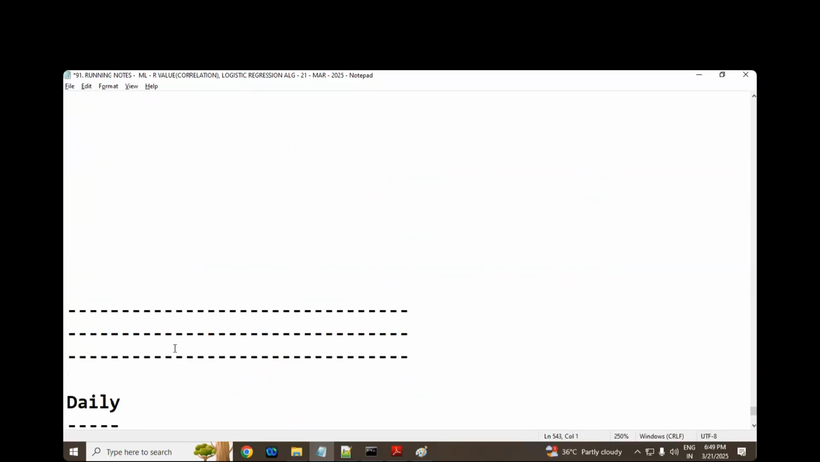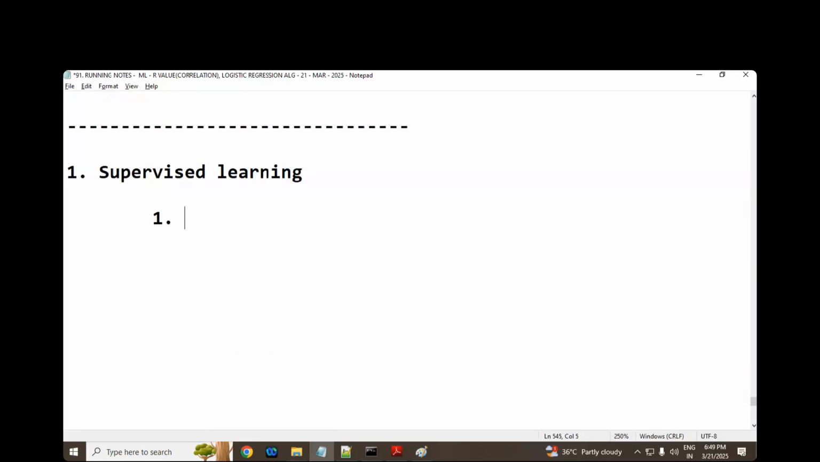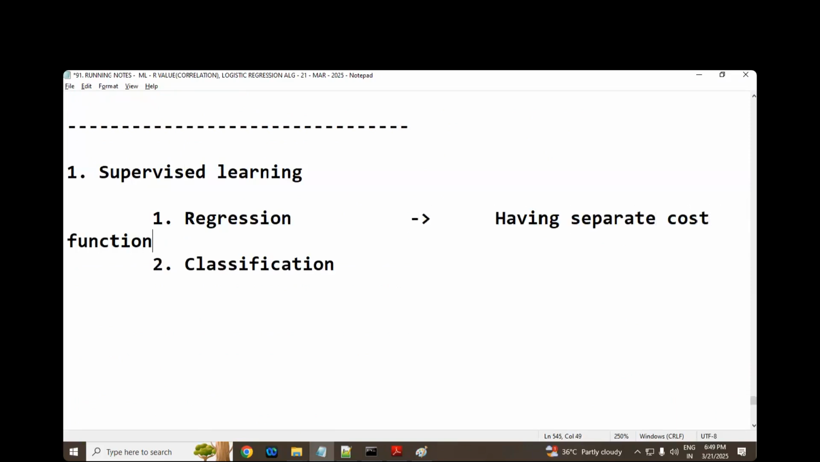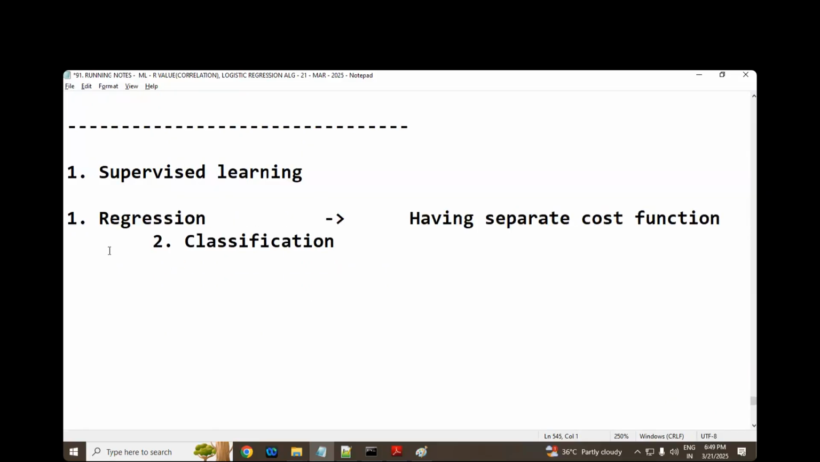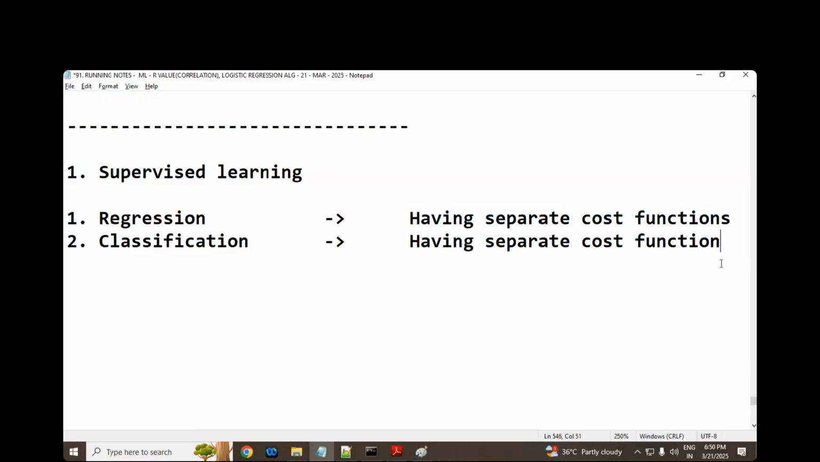Sir, I'm sure you already know. First point will be supervised learning. What is the first one? Supervised learning. First one, regression. The next one, classification. Regression has separate cost functions. Classification also has separate cost functions. Both are separate. Are you getting it or not, sir?